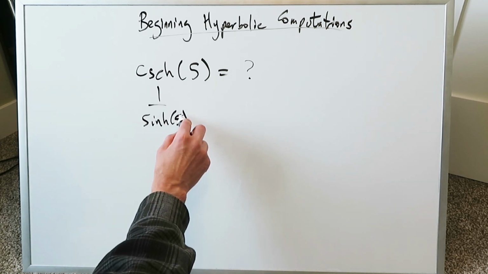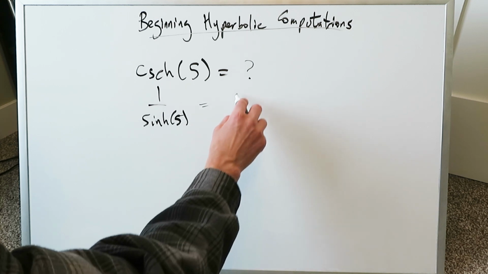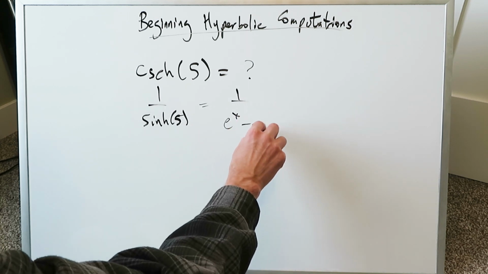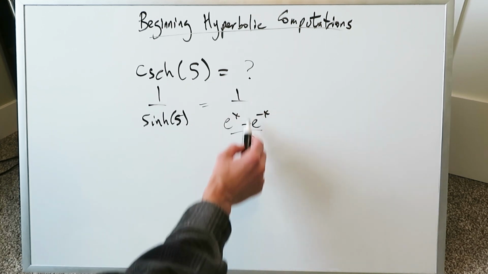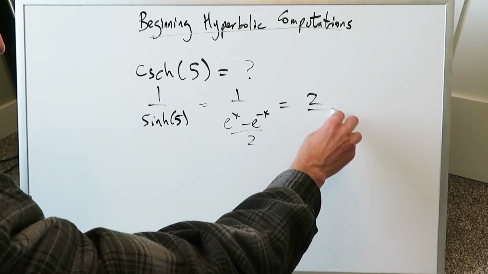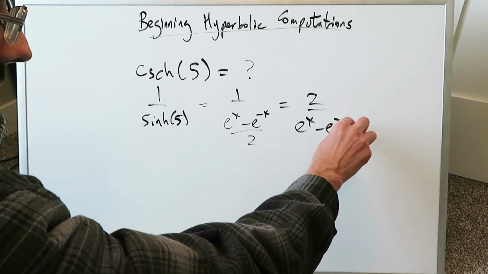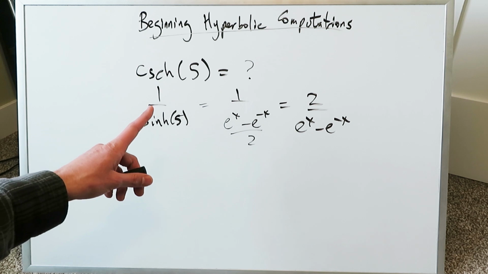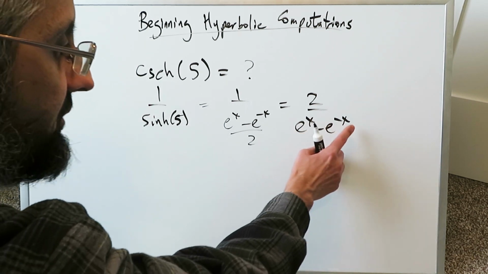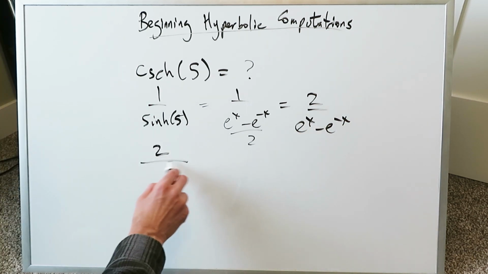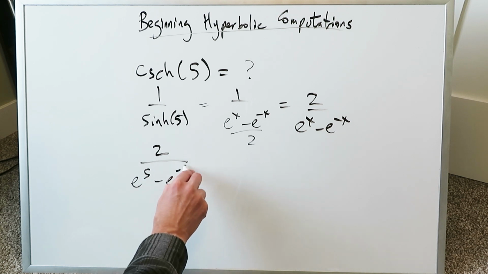It's not hard because you know the definition of hyperbolic sine. It's e to the x minus e to the minus x over 2. This right here would be the reciprocal of that. You flip everything around, you're seeing this. Now to get back to our question, you're just putting 5s in place of these x's. You have 2 over e to the 5 minus e to the minus 5.